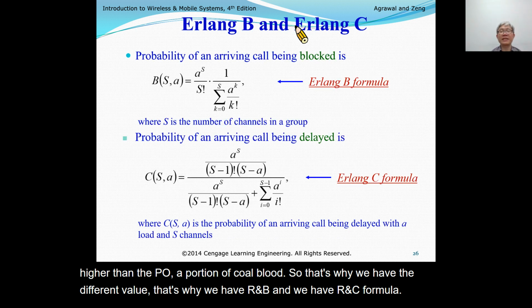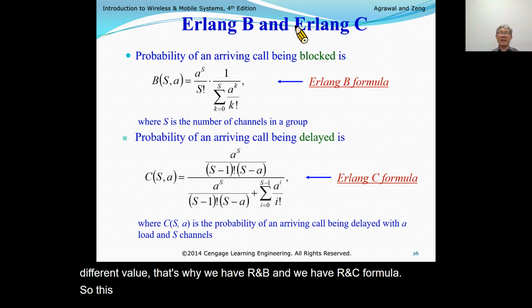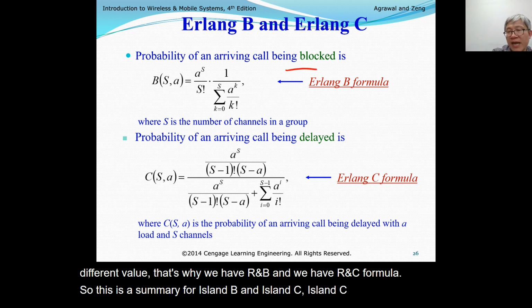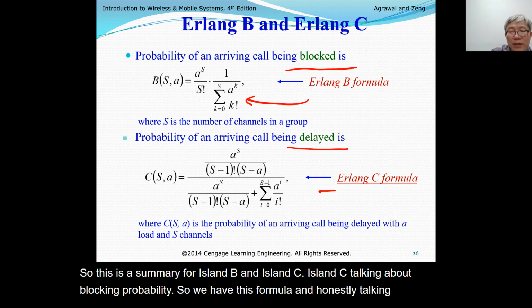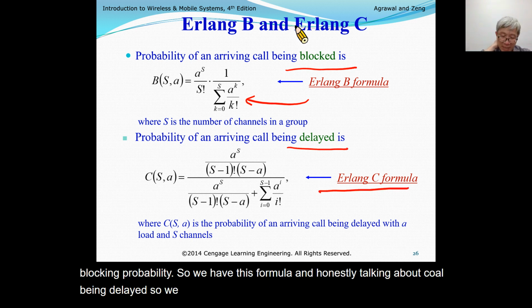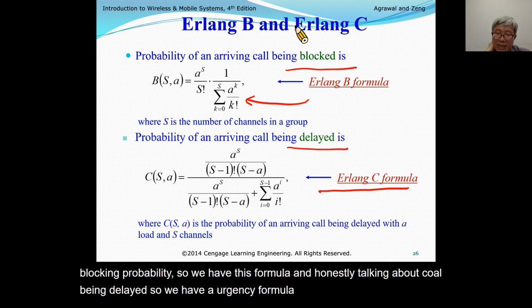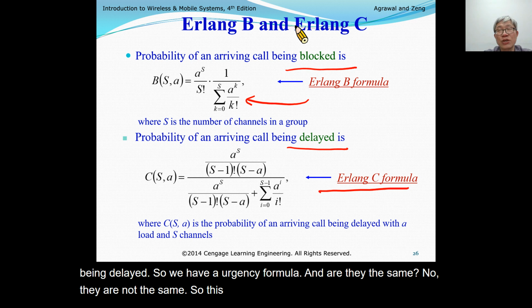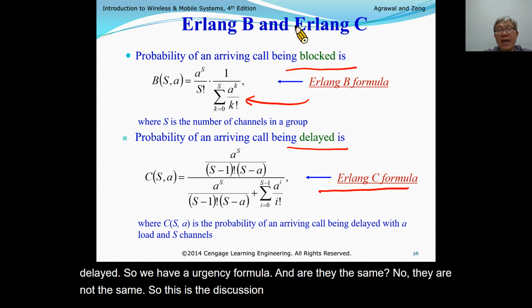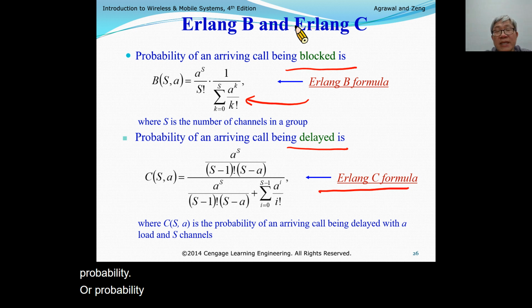So this is the summary for Erlang B and Erlang C. Erlang B talks about blocking probability, so we have this formula. And Erlang C talks about a code being delayed, so we have the Erlang C formula. And are they the same? No, they are not the same. So this is the discussion for cell capacity and blocking probability, or probability of a code being delayed. All right, that's it.